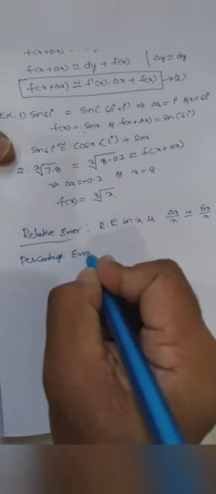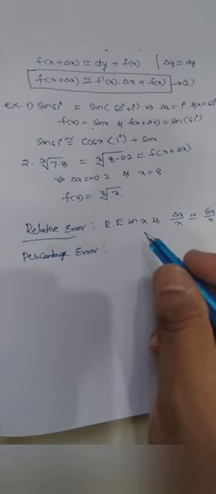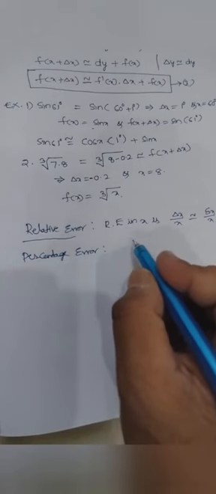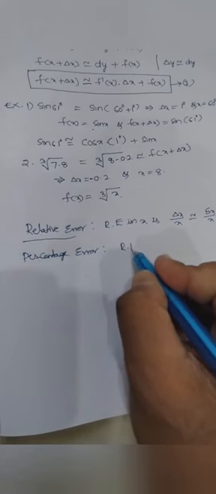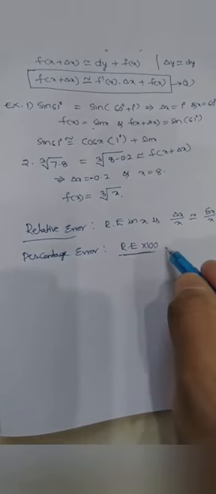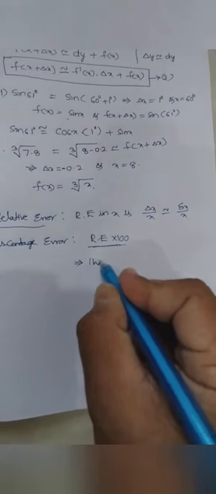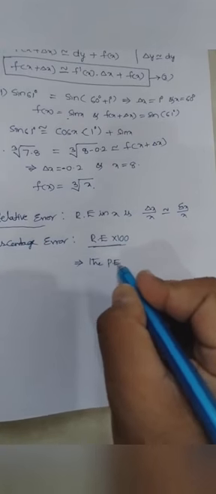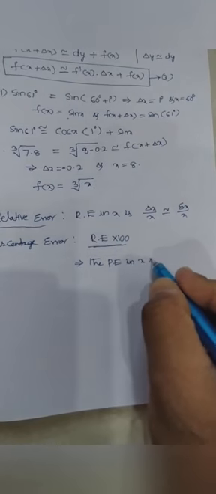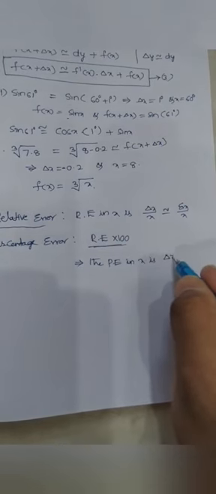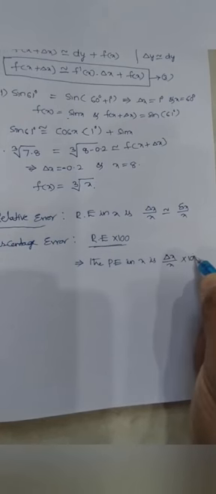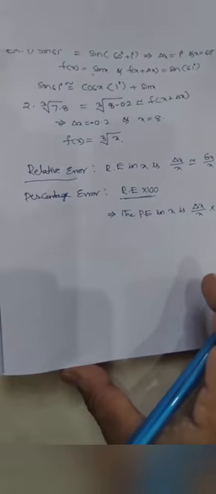Percentage error. We are going to discuss percentage error. Okay, what is percentage error? Relative error into 100 is the percentage error. That means the percentage error in x is delta x by x into 100. Okay, corresponding to the x.